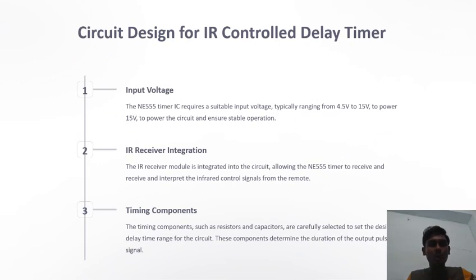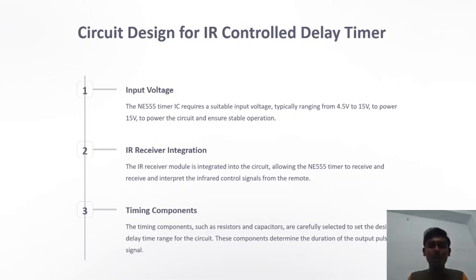So now we are going to see how we can design a circuit for IR controlled delay. We need three components: input voltage, IR receiver integration, and timing components. The NE555 Timer IC requires a suitable input voltage, ranging from 4.5 to 15 volts. It ensures stable operation. Receiver integration uses a receiver module, allowing the 555 timer IC to interpret infrared control signals from the remote.